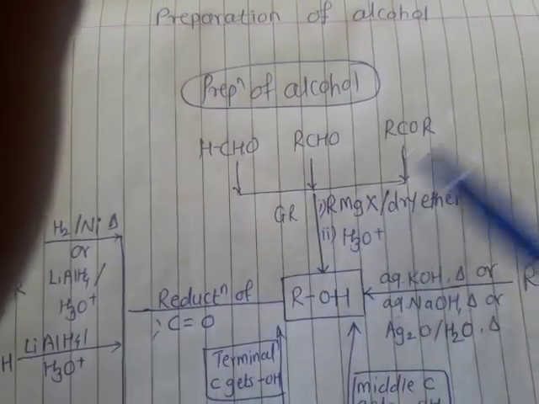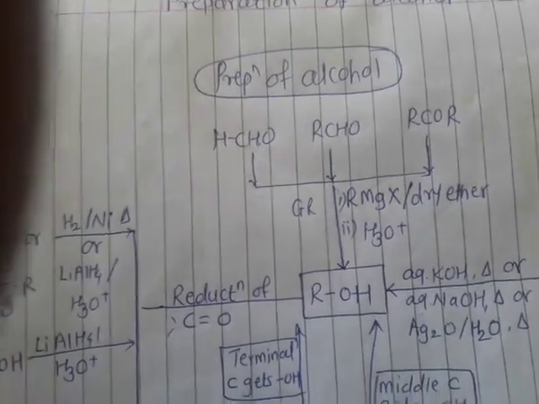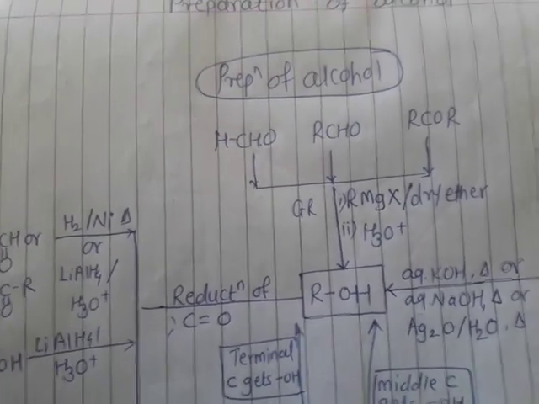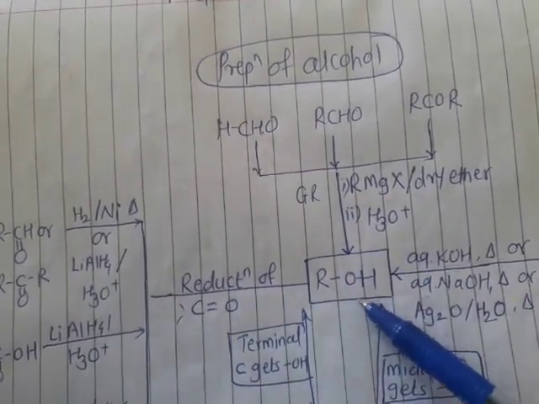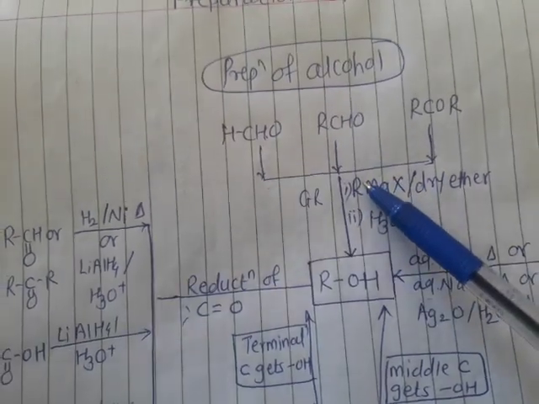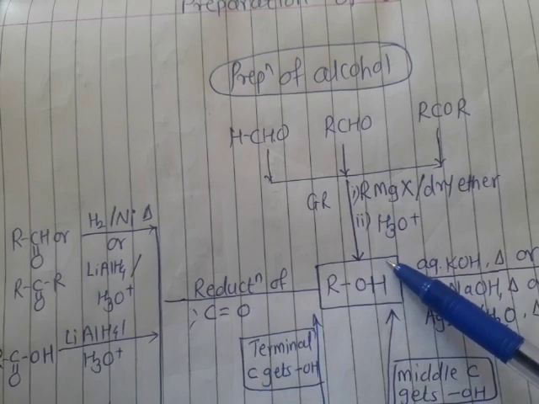And the last method of preparation is by using Grignard's reagent. In our basic lectures also we studied this. Formaldehyde plus Grignard's reagent gives primary alcohol. Higher aldehyde plus Grignard's reagent gives secondary alcohol, and ketone plus Grignard's reagent gives tertiary alcohol.